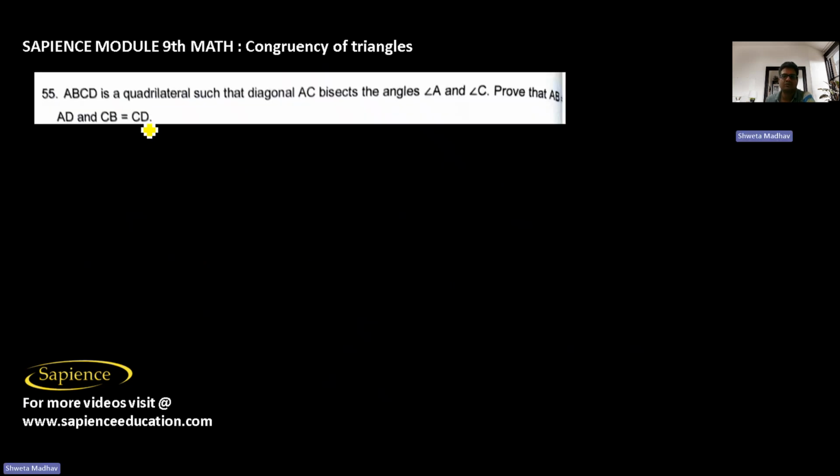Then in question number 55, it is told ABCD is a quadrilateral such that diagonal AC bisects the angles A and C. Prove that AB equal to AD and CB equal to CD. So here we will draw one quadrilateral. AC bisects angle A and angle C, and prove that AB equals AD and CB equals CD.